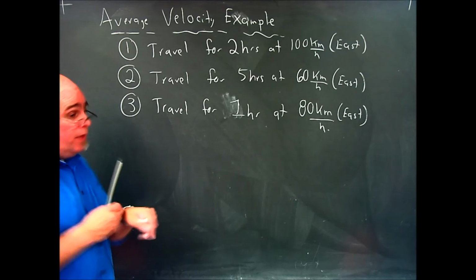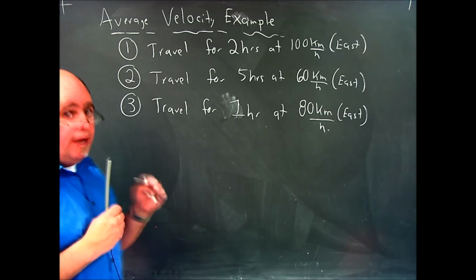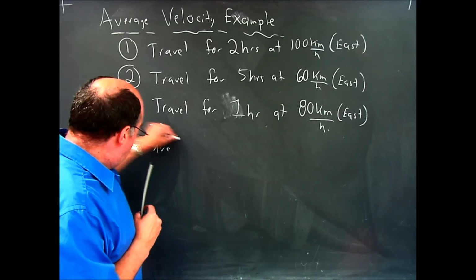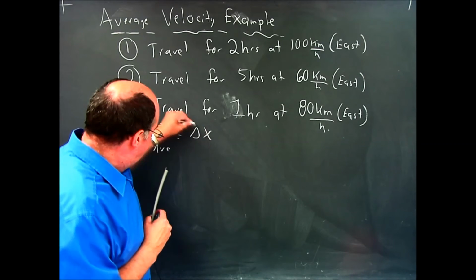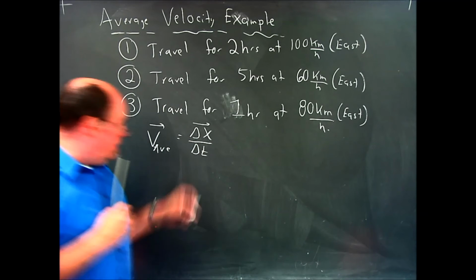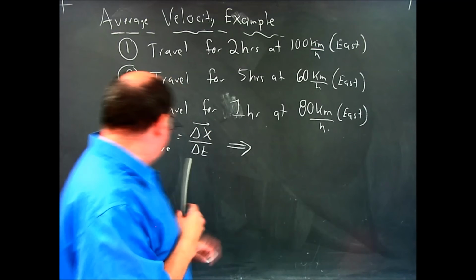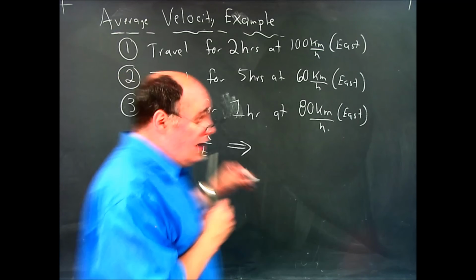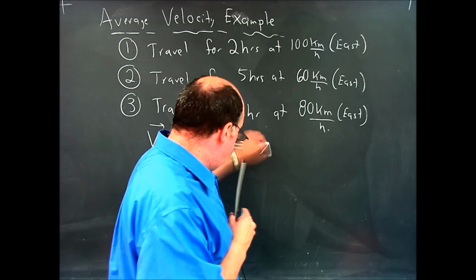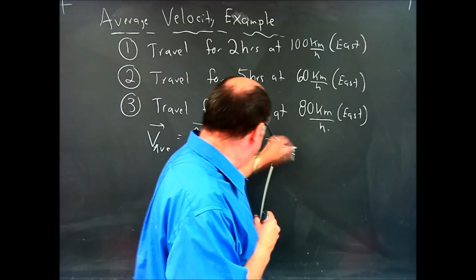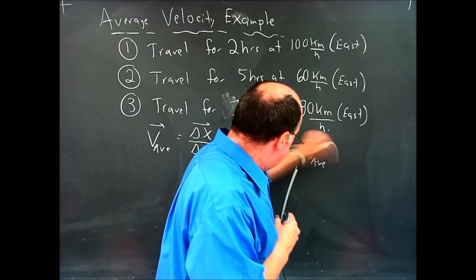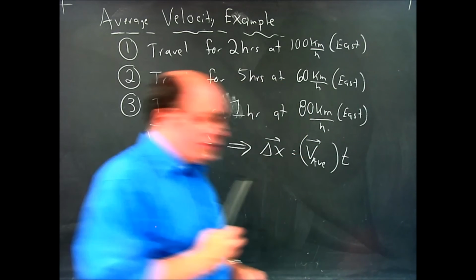Well, I just gave you an idea of what average velocity is. Average velocity equals delta x over delta t. And if I rearrange it, it would be this: delta x equals v average times t.